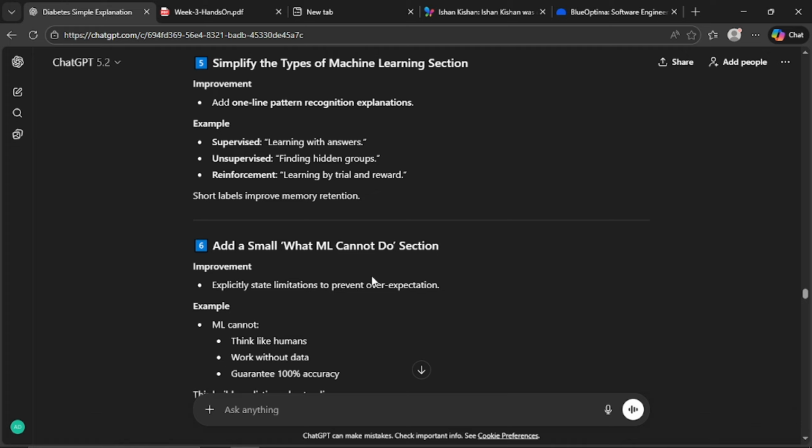So with this, I end this particular hands-on for week three. Now let us meet for the final week, week four, where we'll be learning advanced concepts and also building some projects if possible.